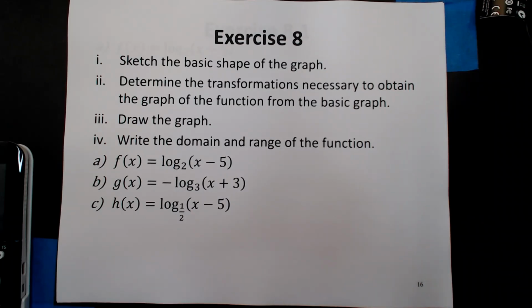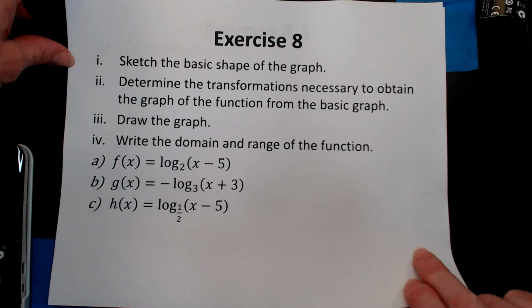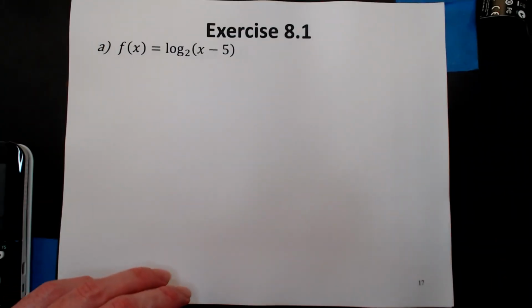Alright, so now they want us to graph. Sketch the basic shape of the graph, determine the transformations necessary to obtain the graph from the basic graph, draw the graph and write the domain and the range of the function. So for this, we'll be looking at these 3 functions here. Remember, for Hawks, all they really care about is getting 2 points so you can match it to the graph. They don't have you graph an entire one freehand, but for us, we're going to be practicing that, and that's when your transformations come in super handy.